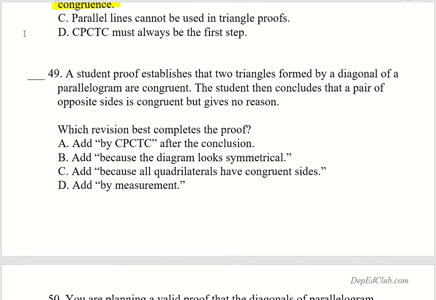And 49, a student proof establishes that two triangles formed by a diagonal of a parallelogram are congruent. The student then concludes that a pair of opposite sides is congruent but gives no reason. Which revision best completes the proof? Add by CPCTC after the conclusion. Okay, lagi pong yun yung last.